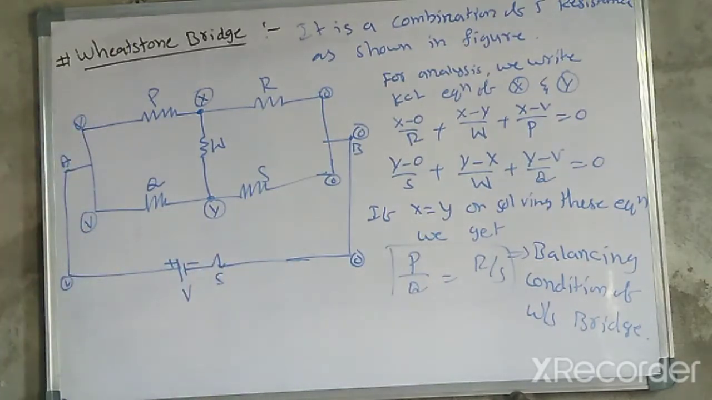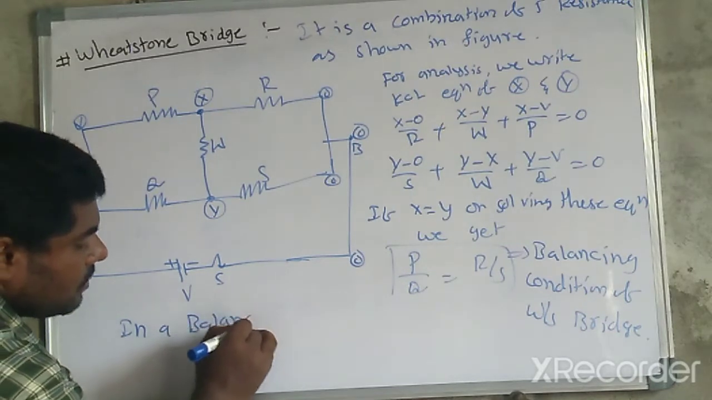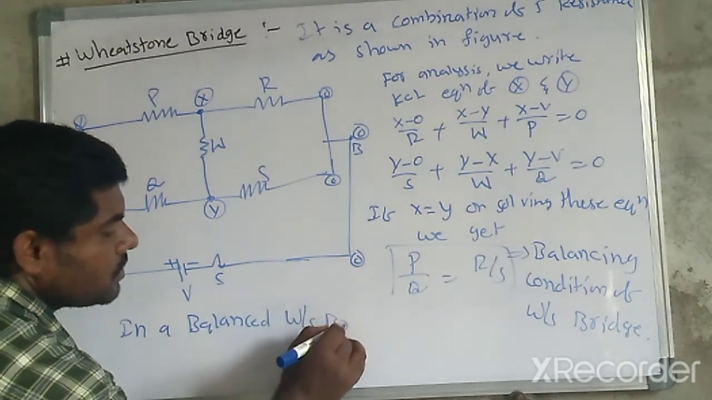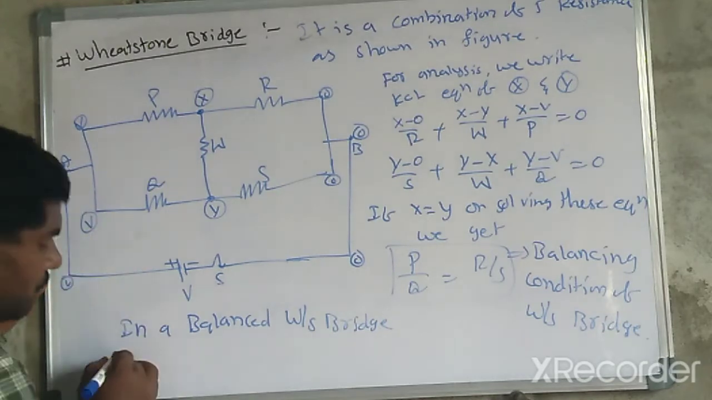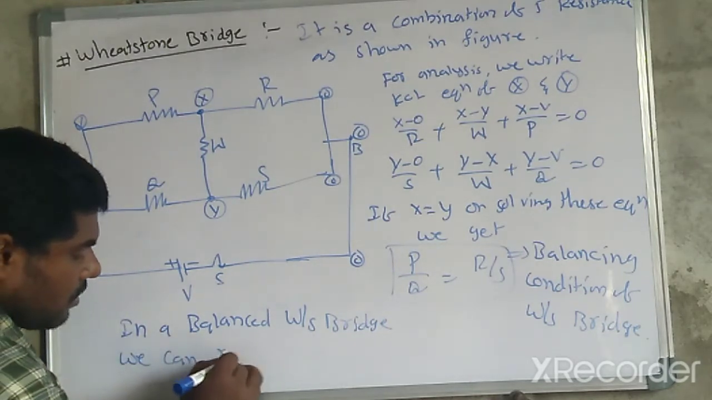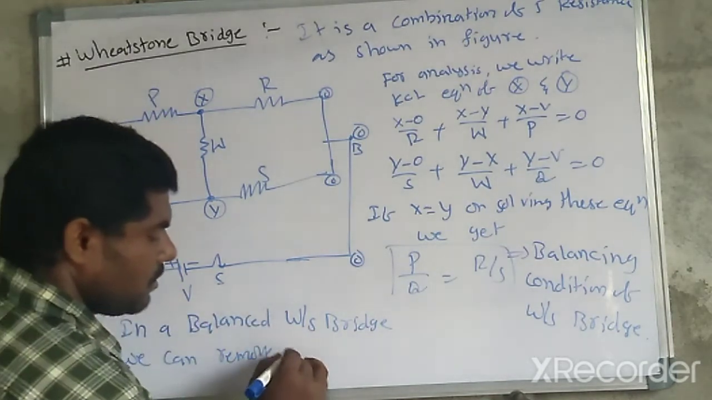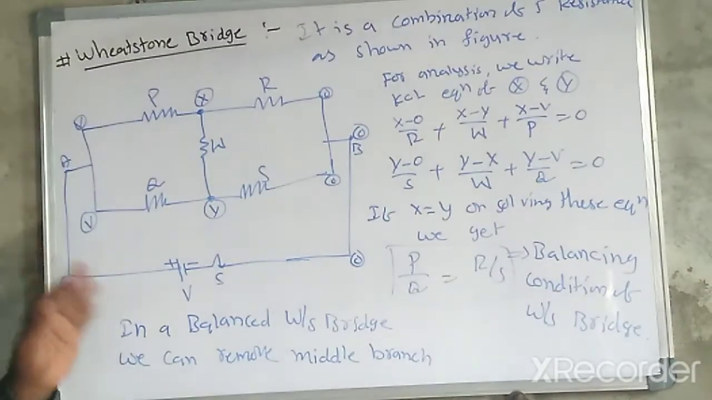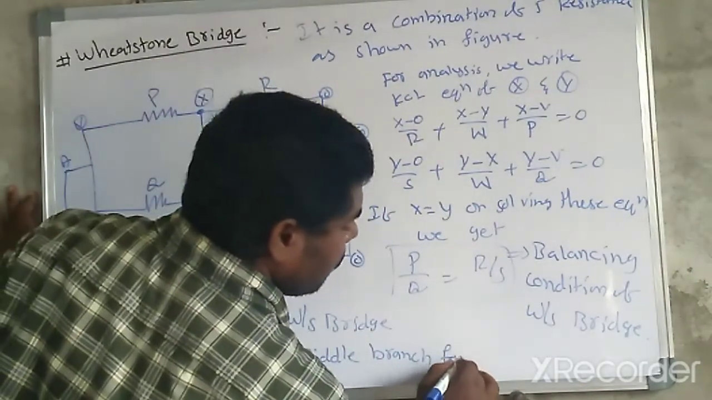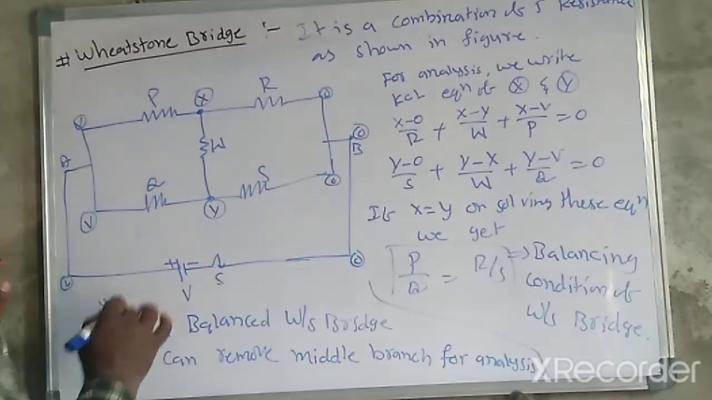So in a balanced Wheatstone bridge, we can remove the fifth or middle branch for this analysis. This one is very, very important.